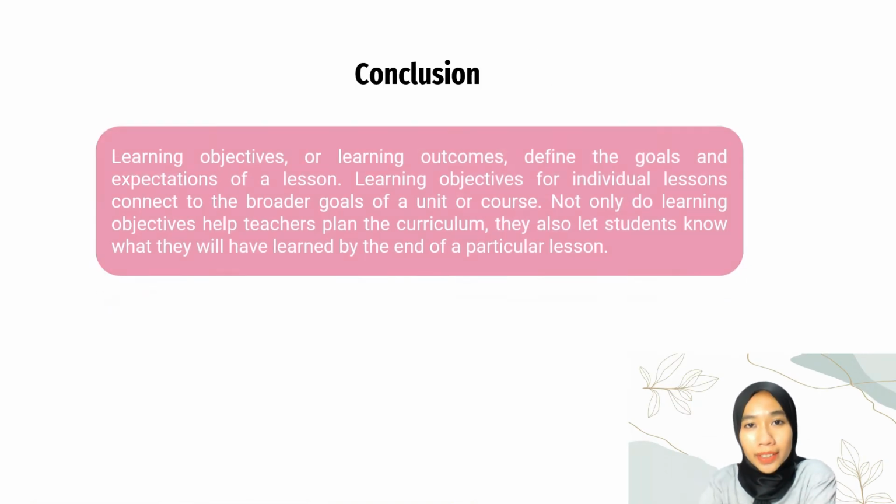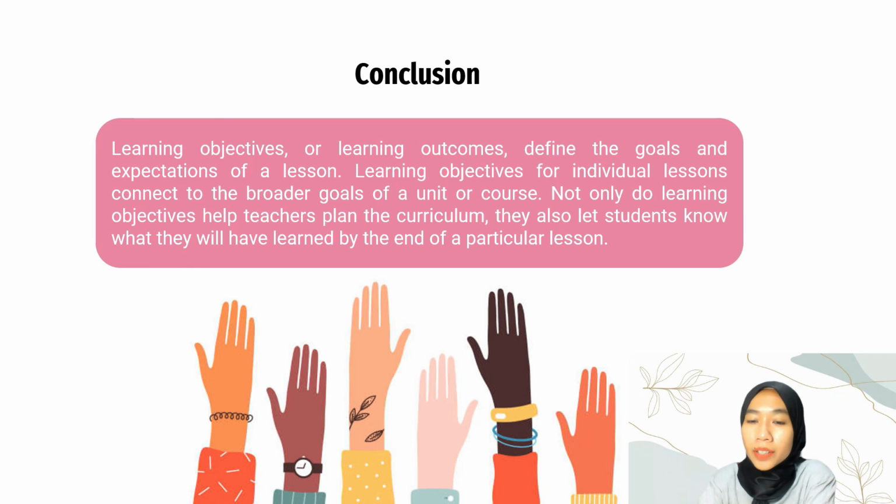In conclusion, learning objectives and learning outcomes define the goals and expectations of a lesson. Learning objectives for an individual lesson connect to the broader goals of a unit or course. Not only do learning objectives help a teacher plan the curriculum, they also let students know what they will have learned by the end of the particular lesson.